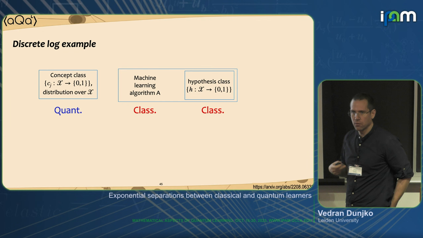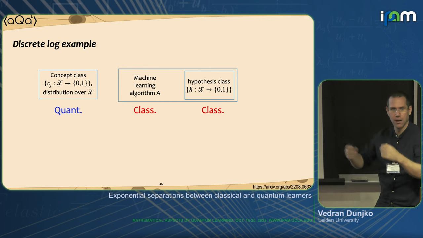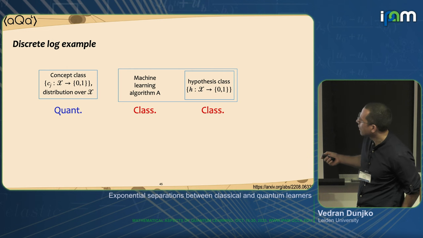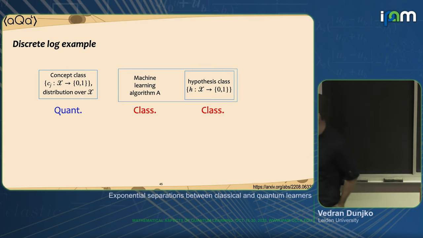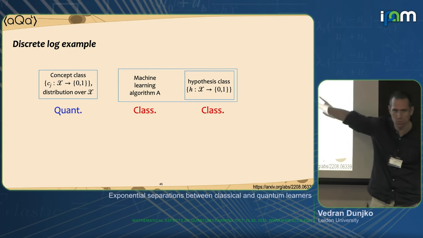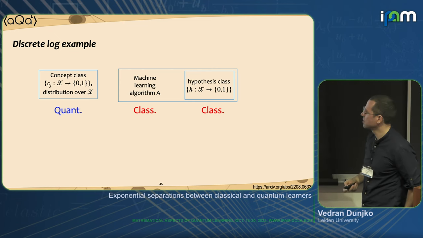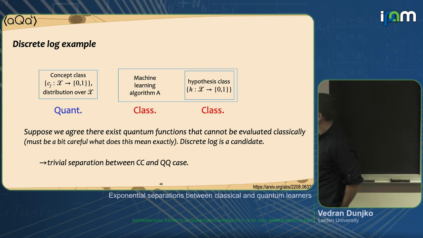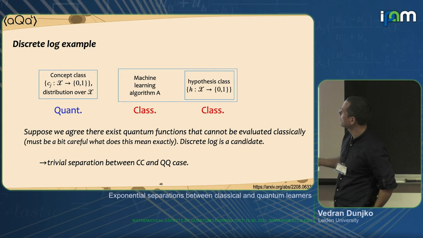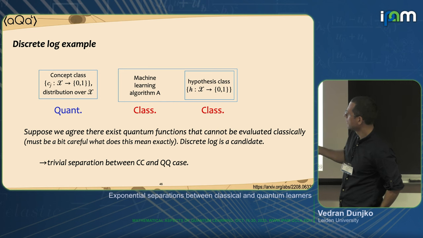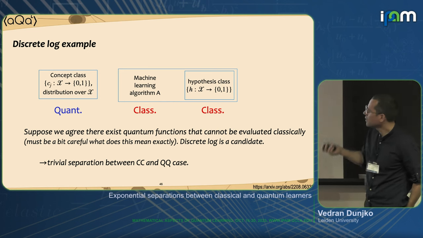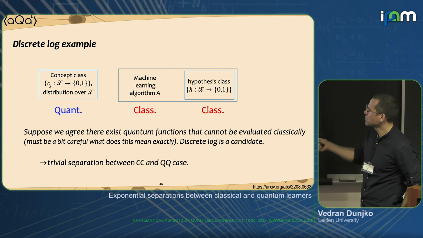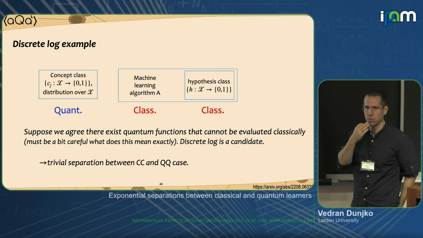There, the concept class was something which I need a quantum computer for, by my belief, by my faith, right? That we said. And I asked whether I can do the classical learning algorithm, which outputs a classical thing because I want it to label, right? So there has to be a circuit. So this was the challenge, the thing that I'm going to say it's not possible. And if you agree with me that I cannot evaluate the DLP thing here, but it lives here, I get a trivial separation between the CC case, which is this one, and the QQ case where I allow both the learner and the hypothesis class to be quantum.